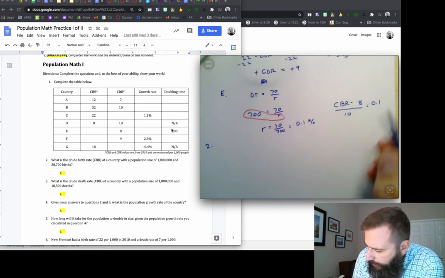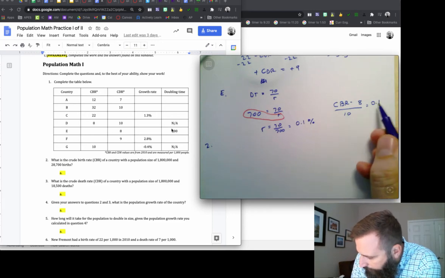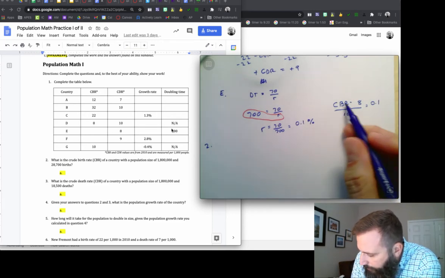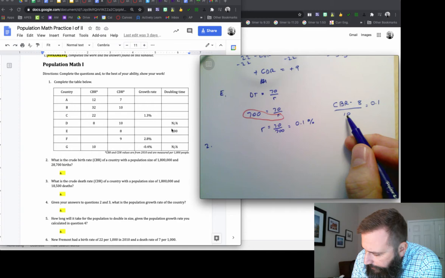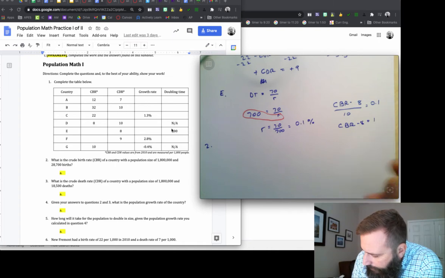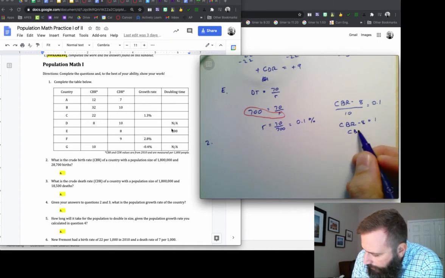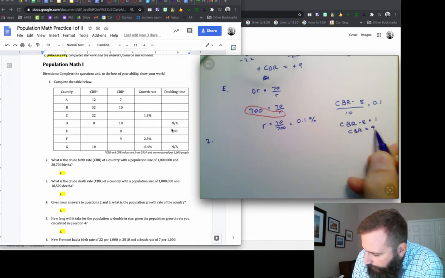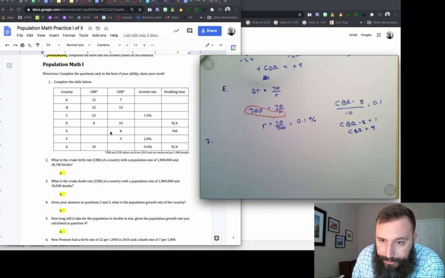All right. Do you need me to solve it? I suppose I'll solve it. Let's see. I'm going to get CBR by itself. Order of operations suggests I've got to multiply this times that first. So CBR minus 8 is equal to 1. CBR is equal to 9. Makes sense. CBR slightly more than CDR.